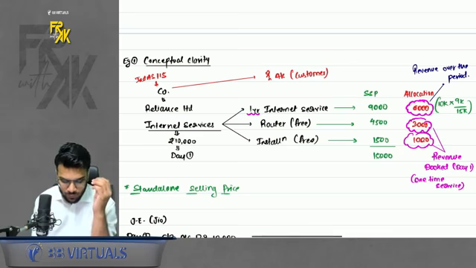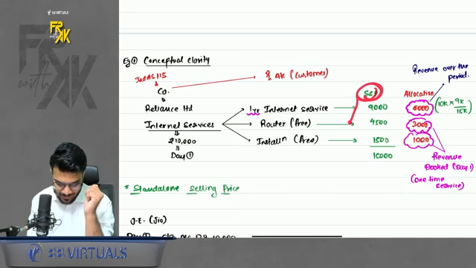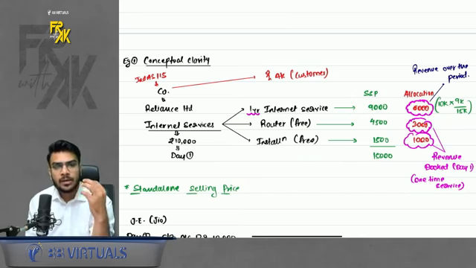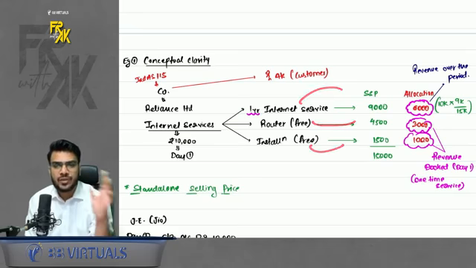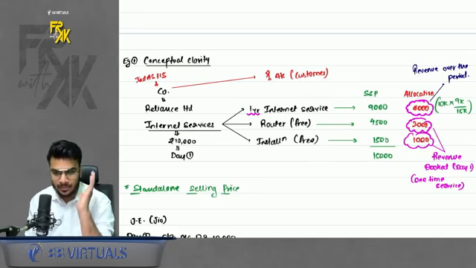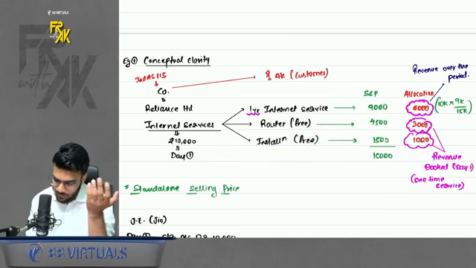So now we have to allocate this 10,000 into all these three services. How do we allocate? We allocate in the ratio of SSP. SSP means standalone selling price. What is the meaning of standalone selling price? If you provide all the three services individually, how much do you charge? That is the standalone selling price. So if we bifurcate this 10,000 in the ratio of standalone selling prices, we get the allocation.